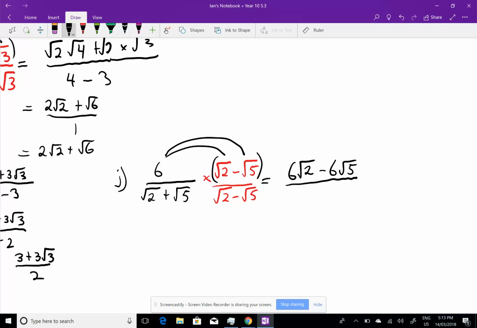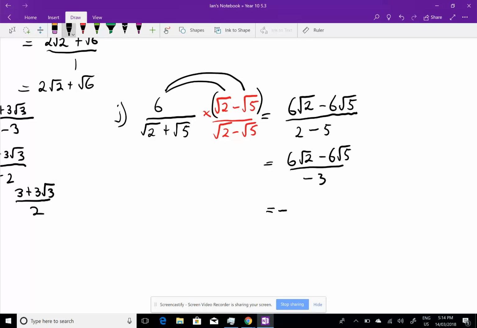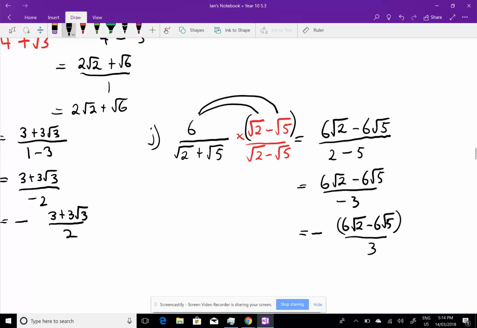Now on the bottom I get the difference of 2 squares. So root 2 squared is 2, root 5 squared is 5. So it's 6 root 2 minus 6 root 5 all over negative 3. I'd probably leave it like that, but I do like to have it out the front, but you have to be very careful that it is distinct from everything else. I'll probably put brackets there. In the back of the book in J, is it J or I?